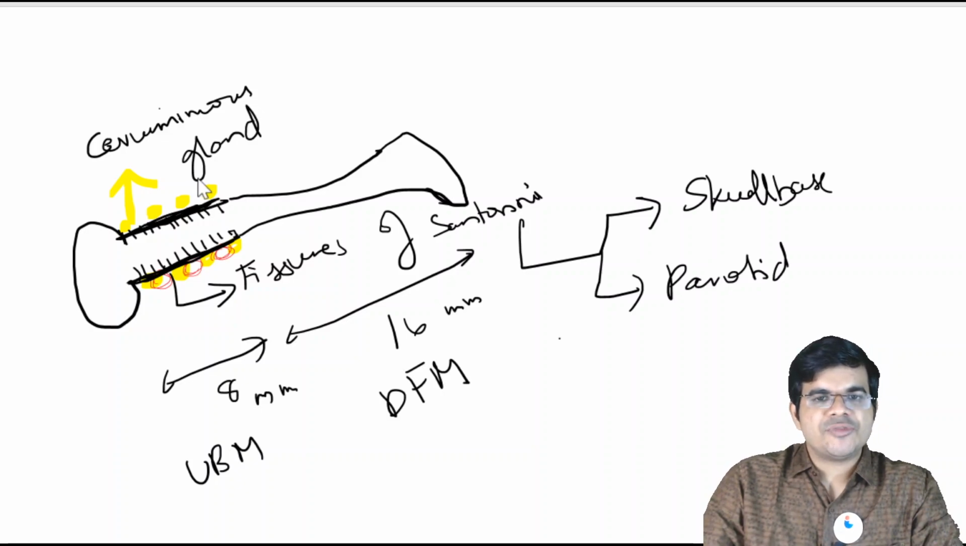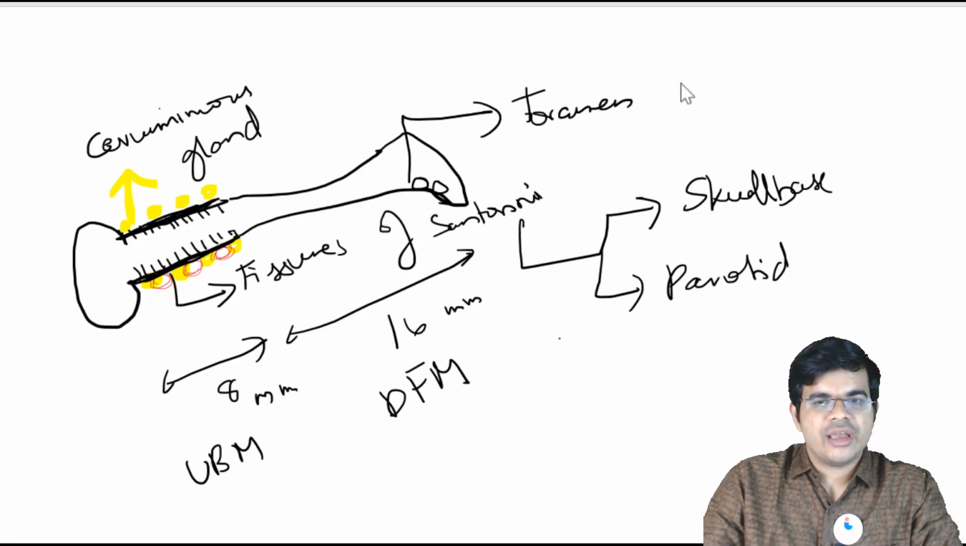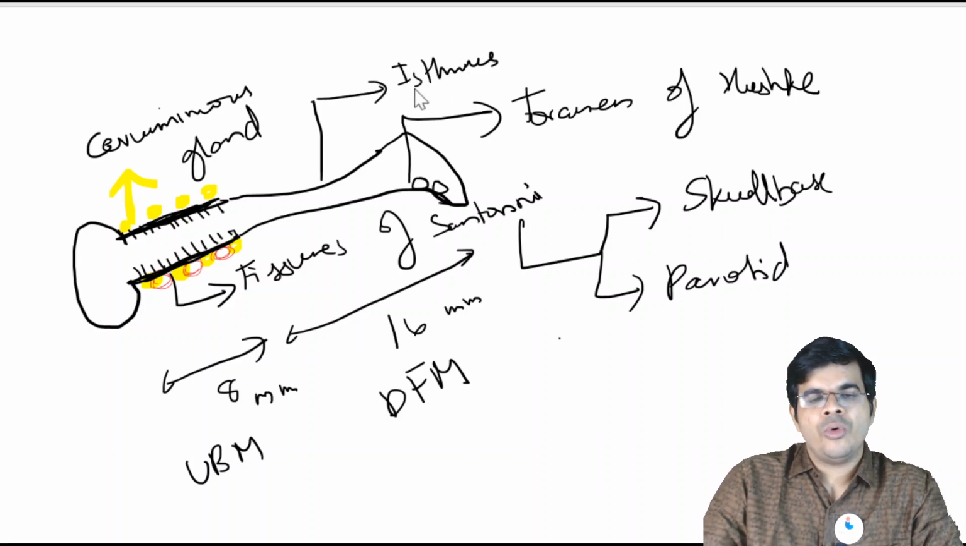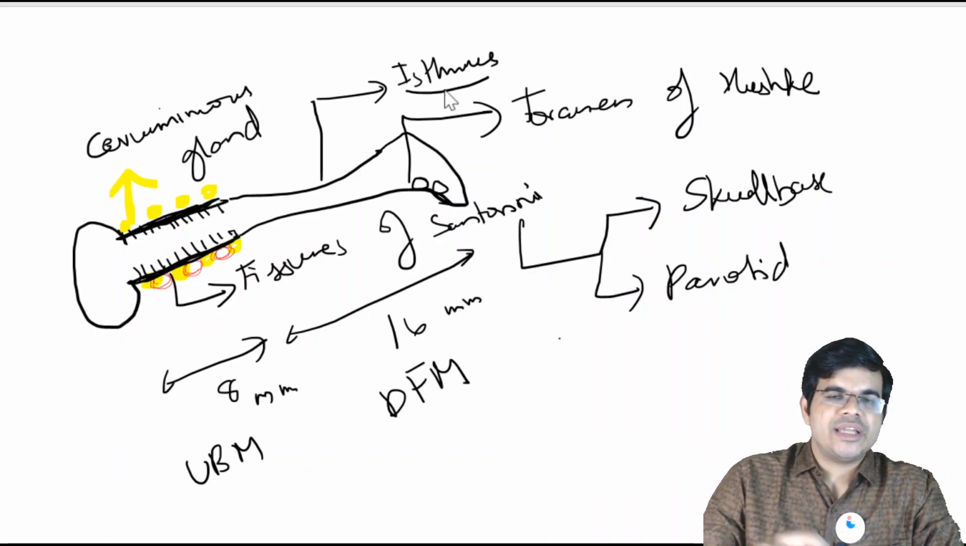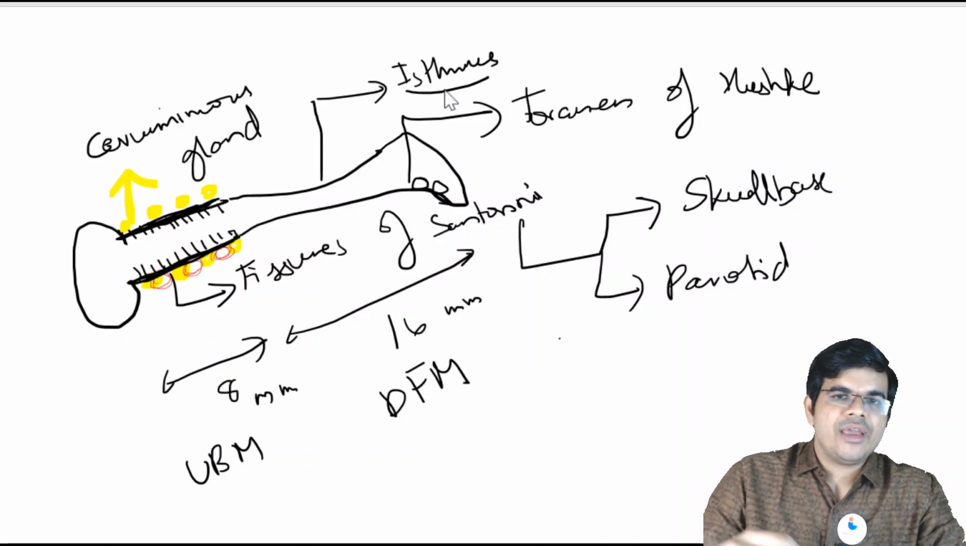Now, similar to these fissures of Santorini that you see here, you have a foramen in the bony EAC. So that is what is known as the foramen of Huschke. And here you have the isthmus, which is the narrowest part. Now this term isthmus, which means the narrowest part of the external auditory canal, actually has a different word meaning.